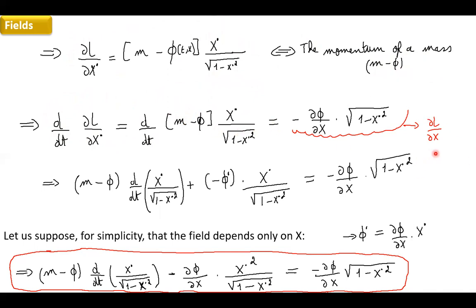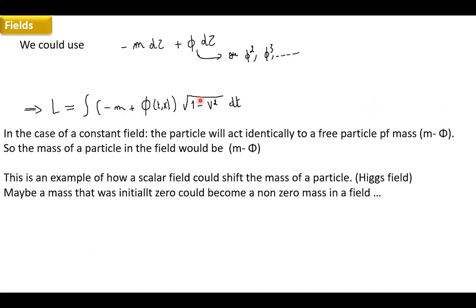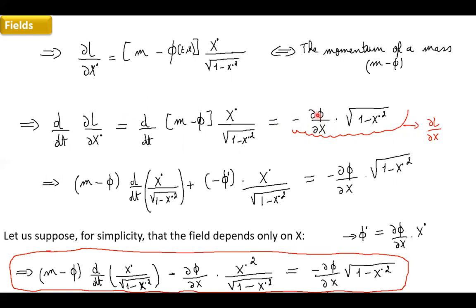That should be equal to ∂L/∂x according to Euler-Lagrange. So ∂L/∂x is minus ∂φ/∂x times the radical of 1 minus ẋ squared, because m minus φ doesn't have an x here. So m minus φ is a constant according to x. So the derivative of this L with respect to x is only the derivative of φ. So m is not related to φ, so we have only the derivative of φ. So it's minus ∂φ/∂x, radical of 1 minus ẋ squared. So you should repeat these calculations by yourselves in order to fully follow the mathematics of this.